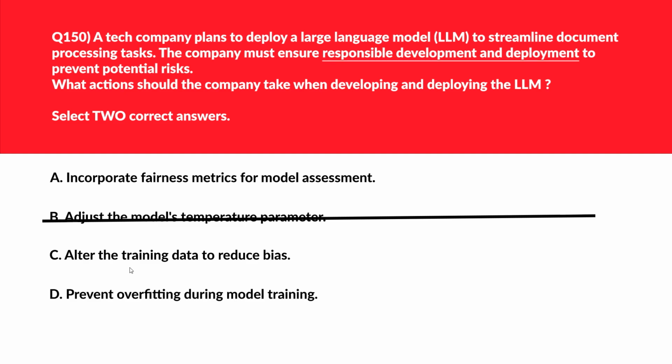C says alter the training data to reduce bias. Modifying the training data to mitigate bias helps in reducing bias in the model's prediction. That's what we require. Let's park this. We'll move to option D.